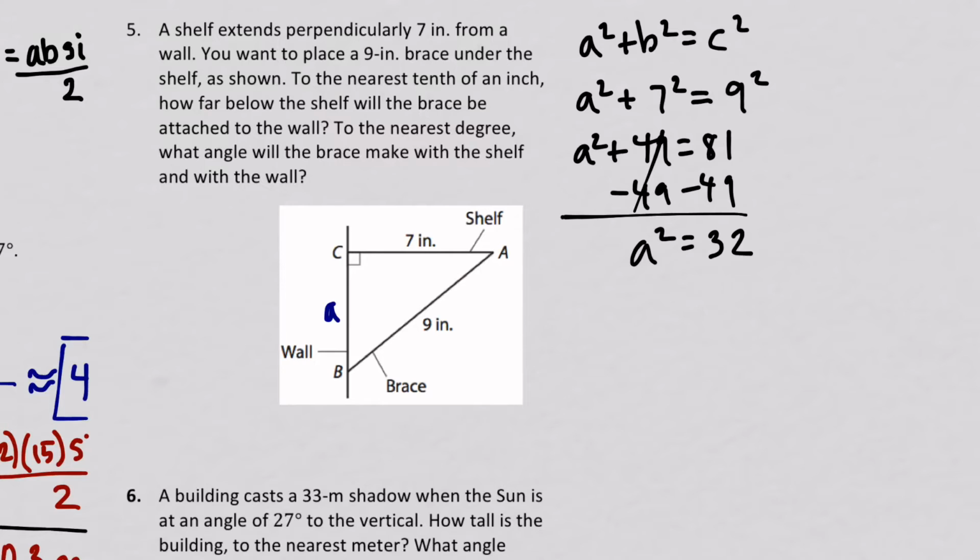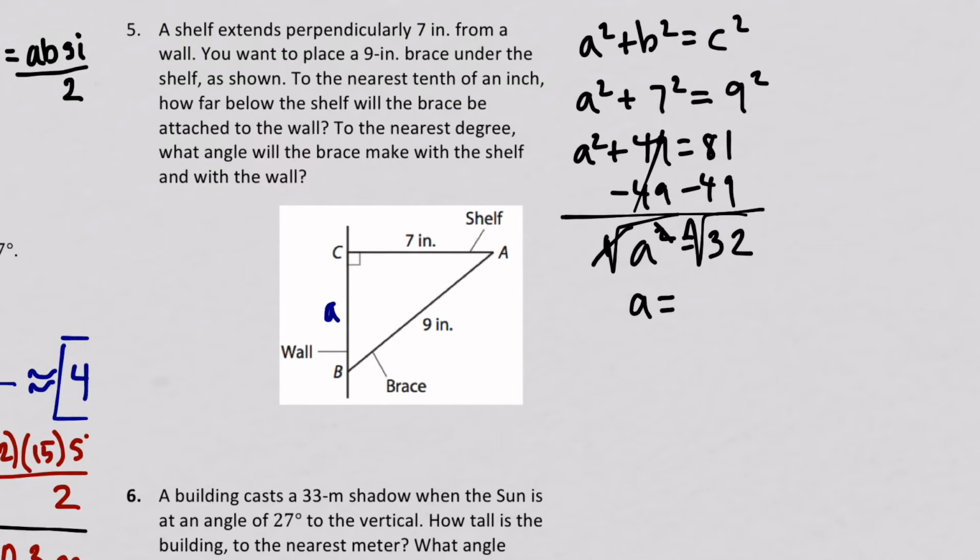Let me double check that, just make sure I'm not making some dumb mistakes here. No, that's good. Take the square root of both sides to finish it. Square root of that one, square root of that one. Squaring and square rooting cancel each other out. So my answer is whatever the square root of 32 is.